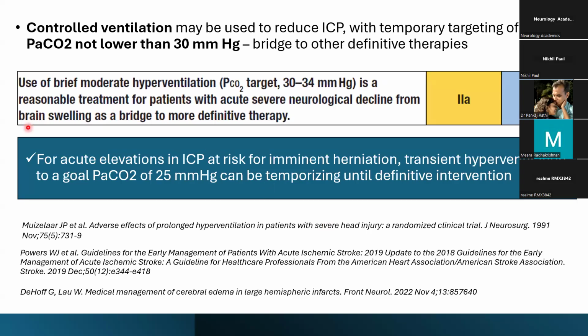So again, this is what AHA recommends for stroke. Brief moderate hyperventilation with a target of 30 to 34 is reasonable as a bridge to more definitive therapy. They have not really mentioned how long to give it. This was one recommendation from the guidelines, but they did not tell what to do when collateral supply is at risk. So it's up to the clinician to decide. If you want to preserve something, you have to avoid this.